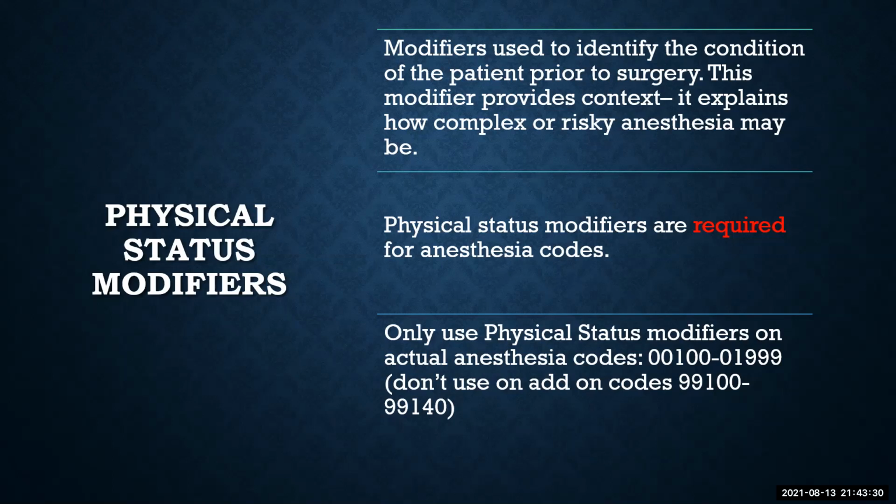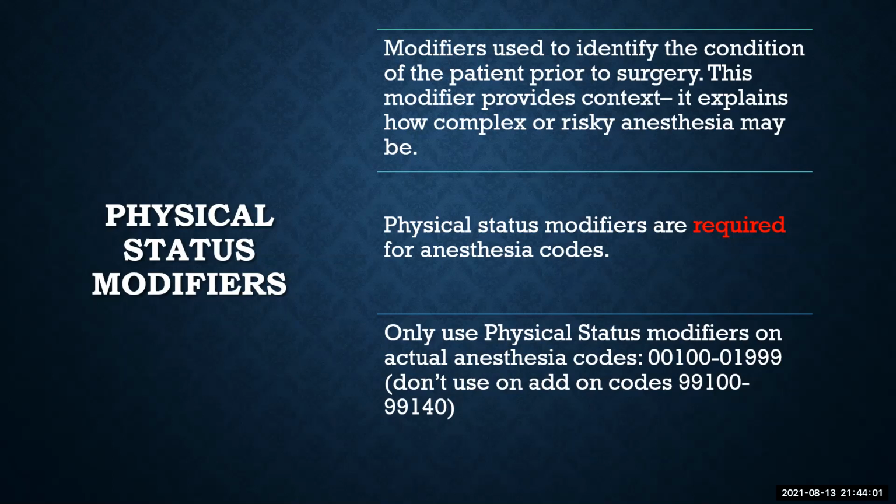This gives the modifier, or the modifier gives the context to the actual code and helps explain kind of how complex, how risky, how likely there is for an adverse event. So that is why we have those physical status modifiers on anesthesia codes. They are required for codes, but in your homework and your workbook and things like that, you may not always be able to have a physical status modifier, and that's okay.